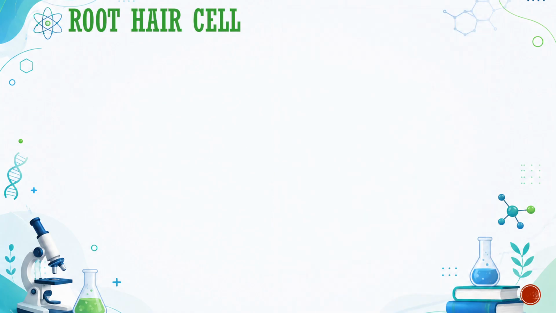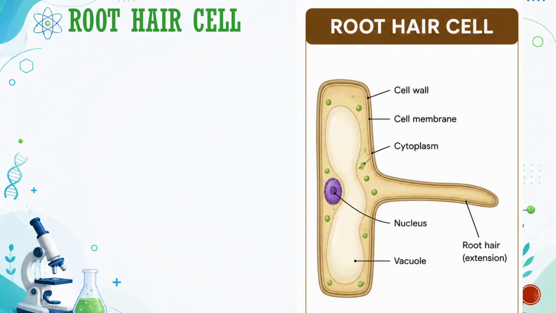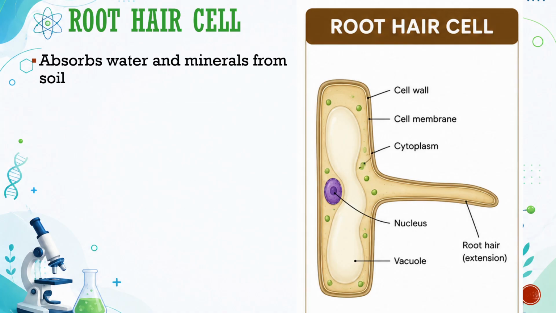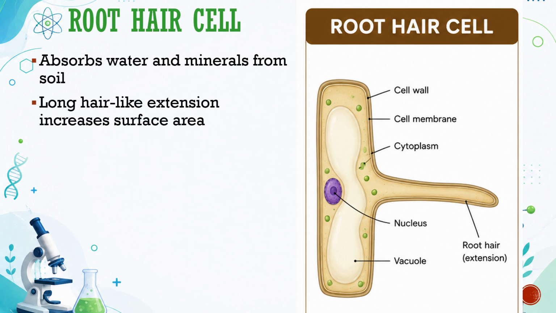Now let's take a look at root hair cells. If you look at a plant's roots, you'll see small hair-like structures around the main root of any plant. You'll have some small thin hair-like cells coming out. Those are nothing but the root hair cells, and the function of root hair cells is to absorb water and minerals from the soil.